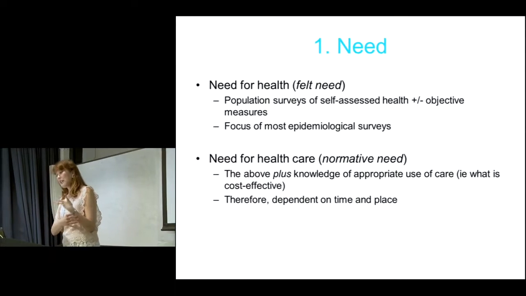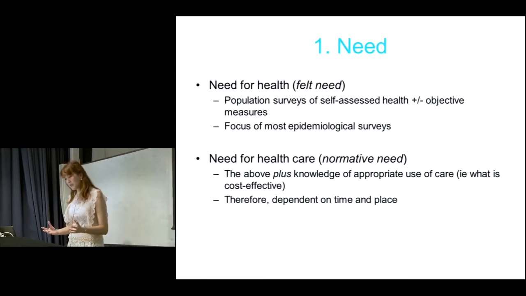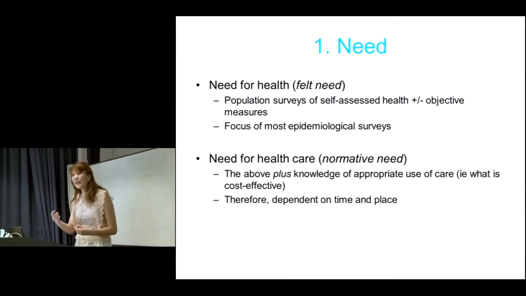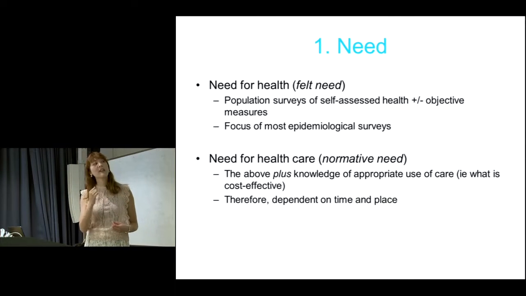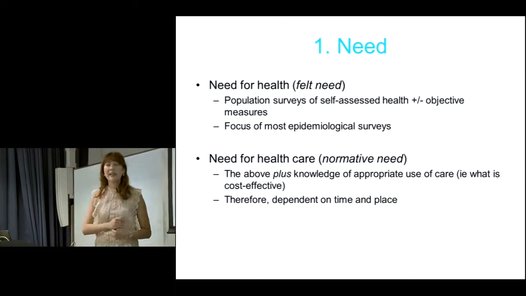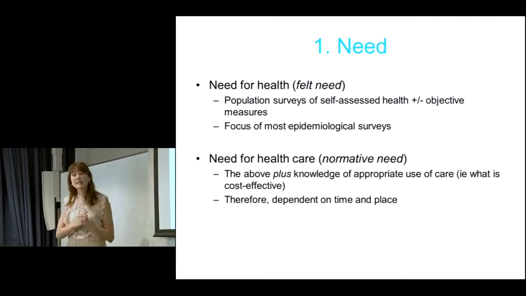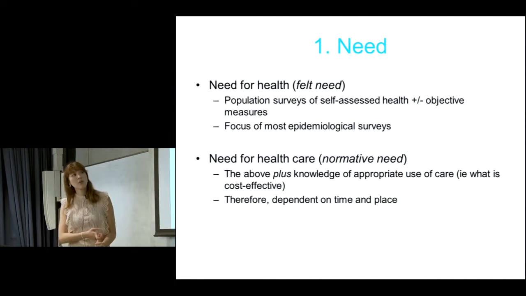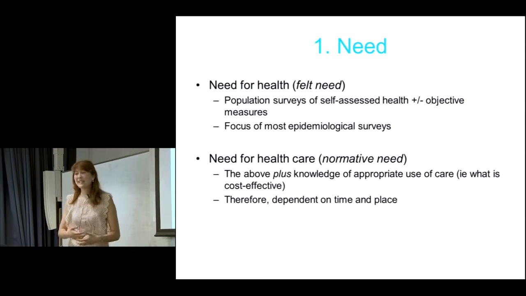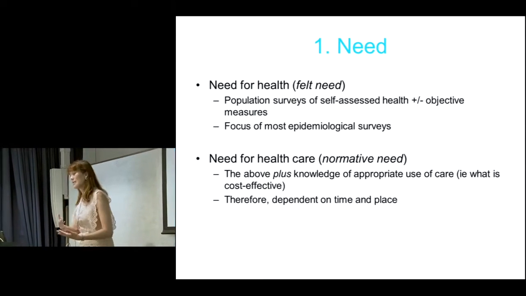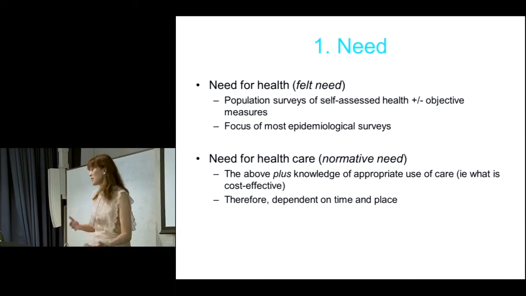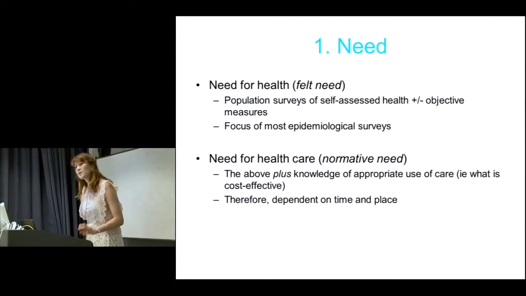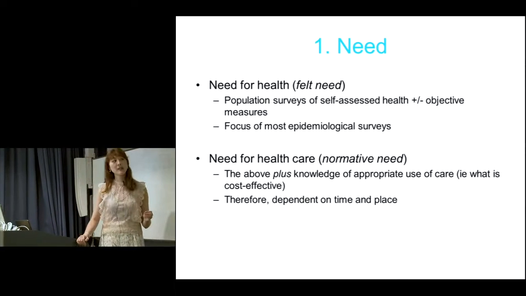Okay, and the need for healthcare, normative need, is all of the above, plus a clinician knowing, this is crucial, knowing the knowledge of the appropriate use of care. So what if there is an effective treatment out there? So in places where there's no effective treatment, you don't know what's best to do, then there's no need for healthcare because there's nothing to solve that person's issue. There's also an understanding of cost effectiveness here.